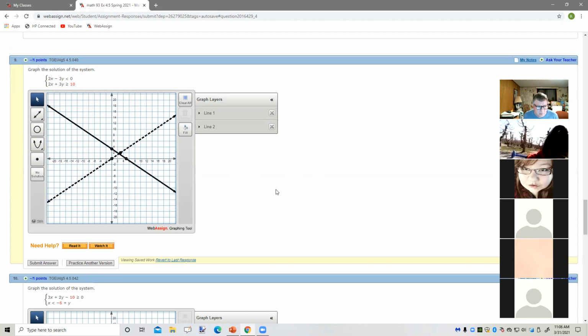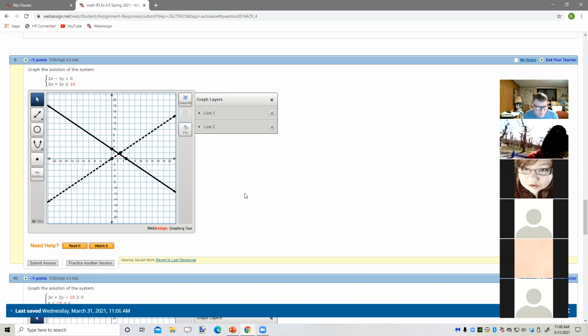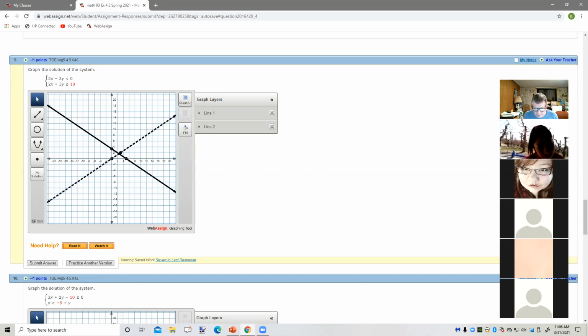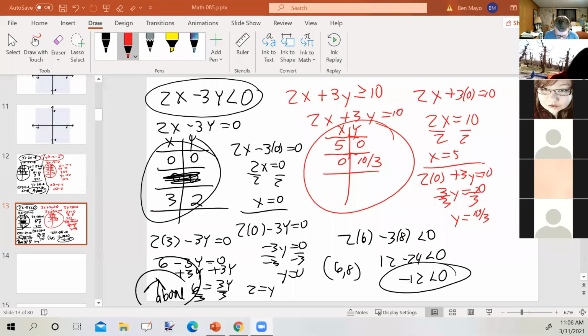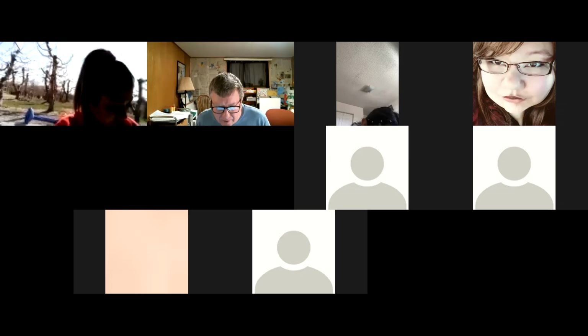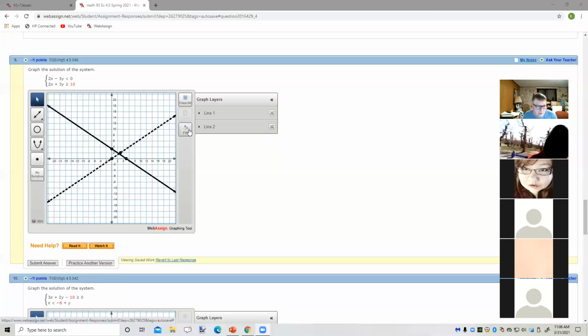Now, I already determined that for the first inequality, the graph was above the dotted line. Remember back here, we put in this test point and it determined it was above it. So that would have been, let's see here, here and here, right? That would have been for the dotted line, okay?